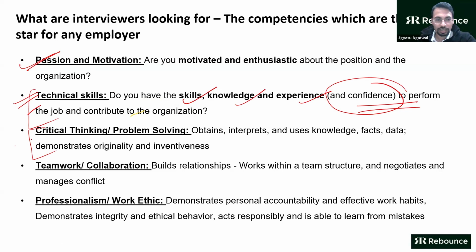Third is your critical thinking and your problem solving ability. So your ability to obtain, interpret, and use knowledge, facts, data, and your ability to demonstrate originality and inventiveness. And then teamwork, since you'll be working with a team: whether you can build relationships, work in a team structure, negotiate, manage conflict, and show professionalism. So largely these are the things which are tested.